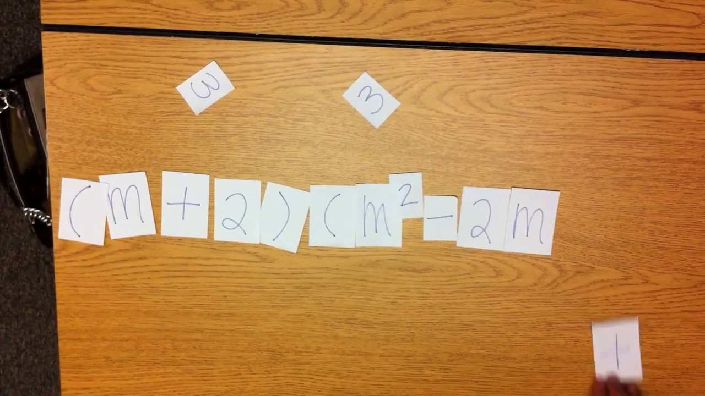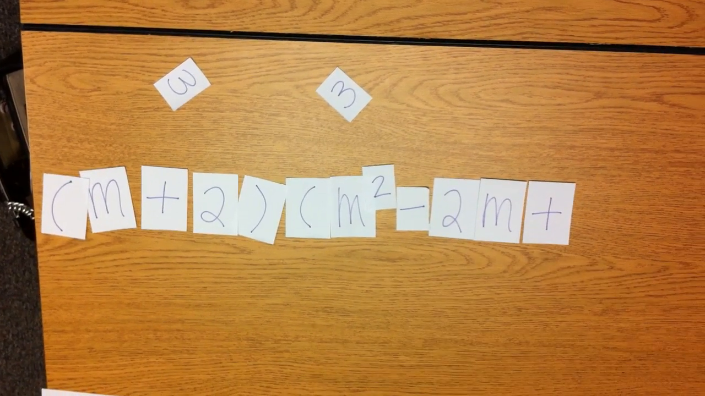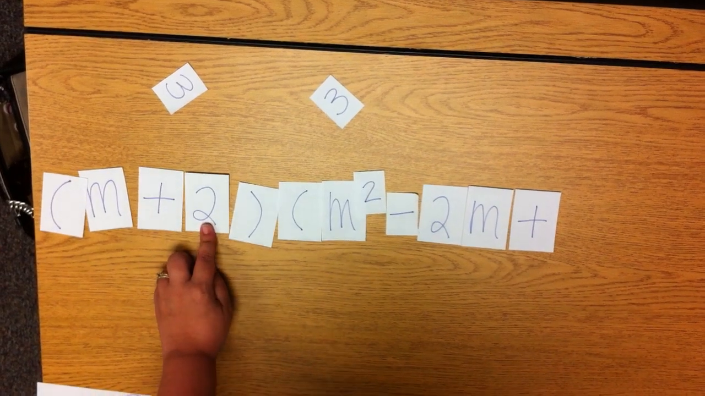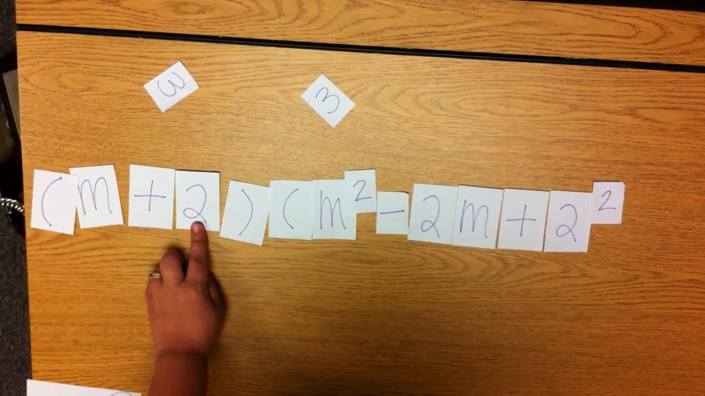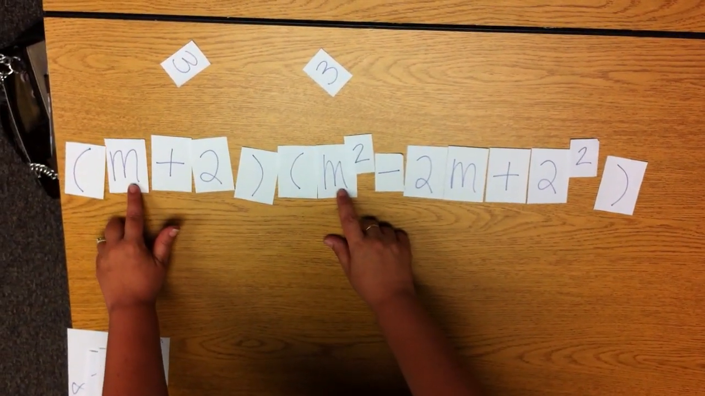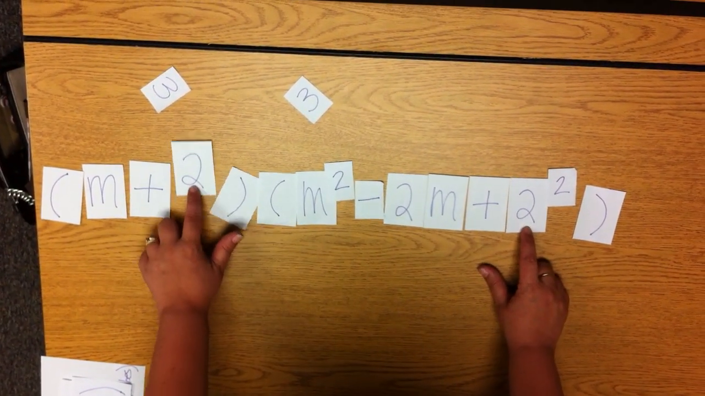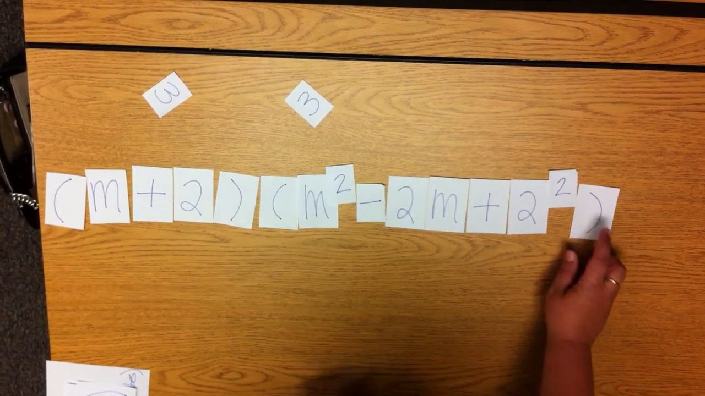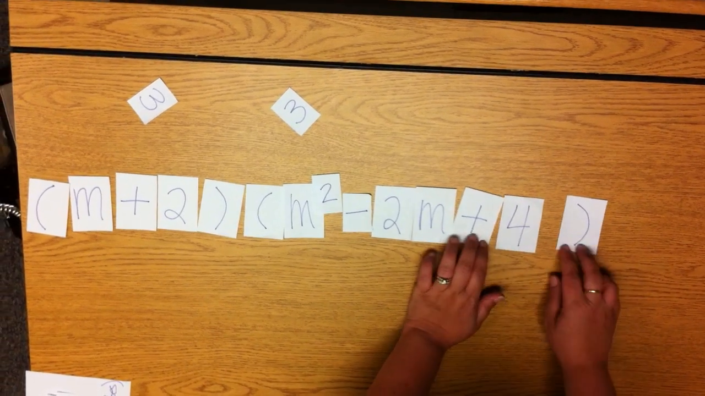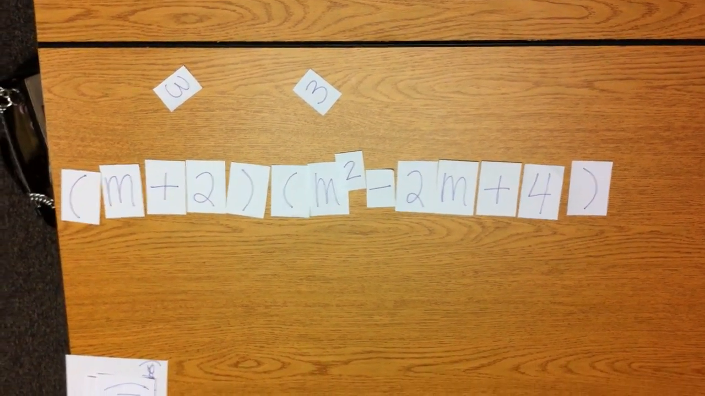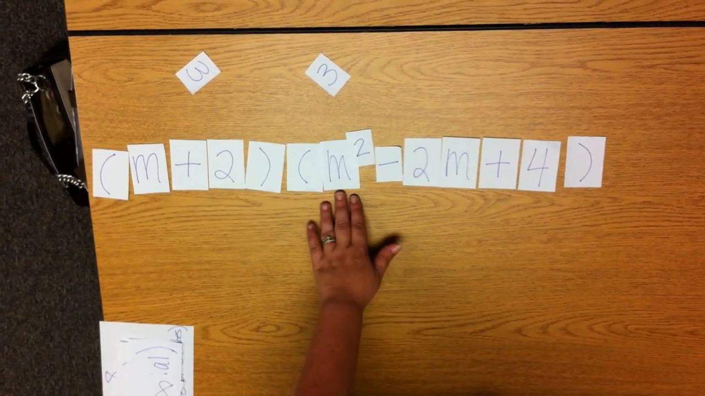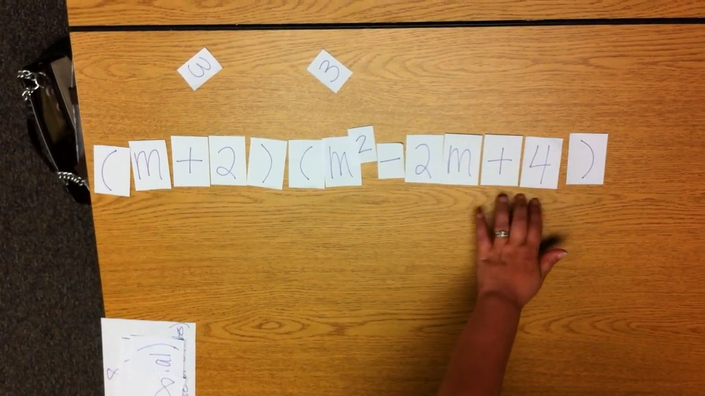Lastly, our last term always has a plus sign in front of it, and it's a result of taking the last term and squaring it. Remember that the first term was a result of squaring this factor. The last term is a result of squaring that factor. The last step in this problem will be to take the 2 squared and simplify it to get 4. So m cubed plus 8 would factor to be m plus 2 times m squared minus 2m plus 4.